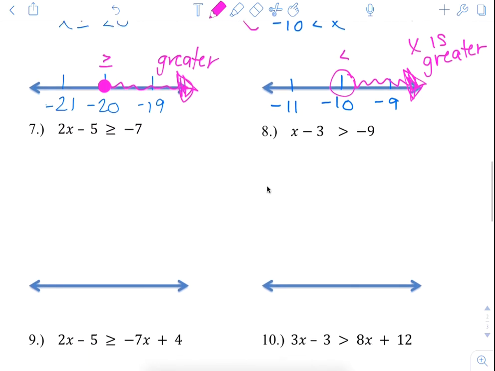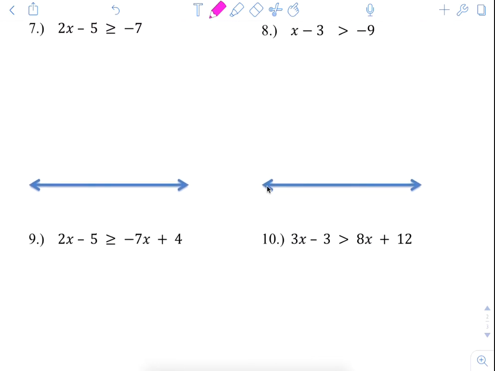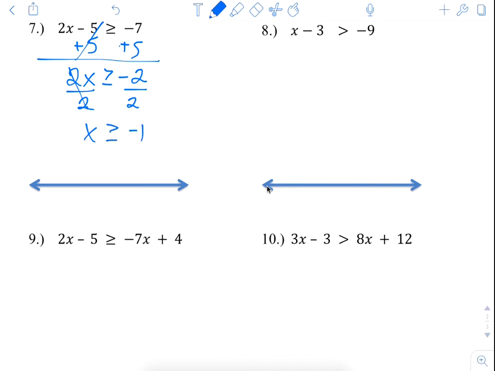Okay. All right, number 7. This time we have a little bit more work to do. So can I simplify? No. Can I solve? Yes. We're going to add 5 to both sides. That's going to be 2x is greater than or equal to a negative 2. We're going to cancel out the 2 next by dividing. That leaves us with x greater than or equal to a negative 1. We didn't divide by negative, so we don't need to flip it.